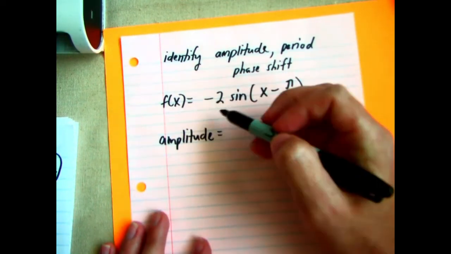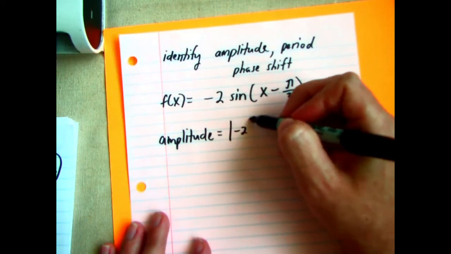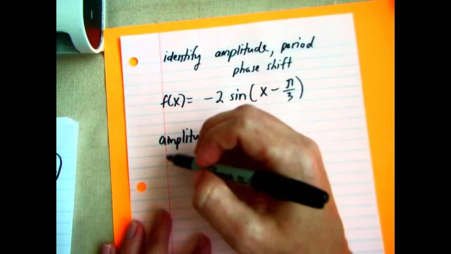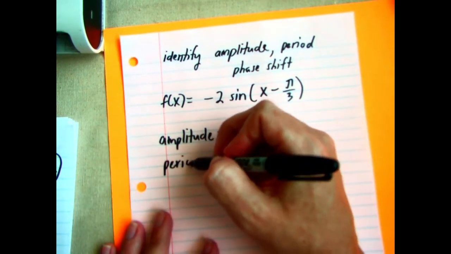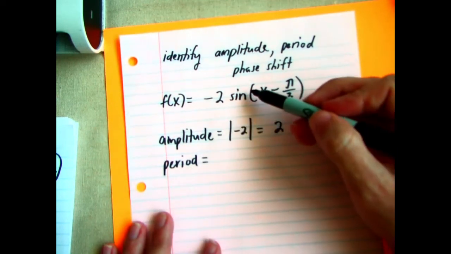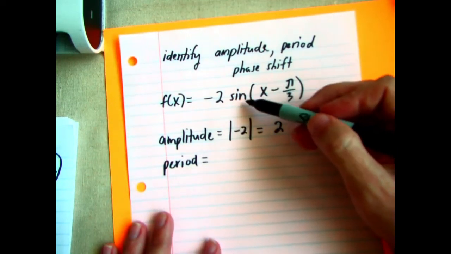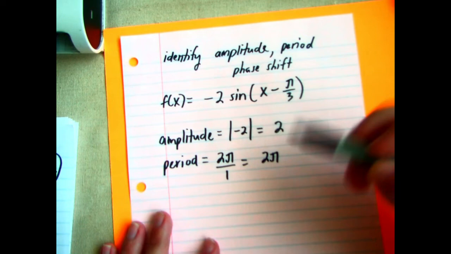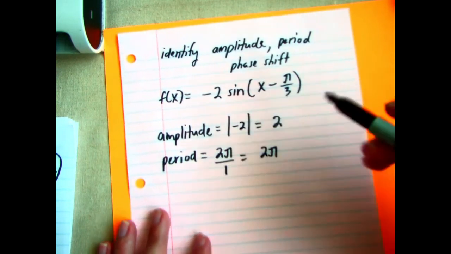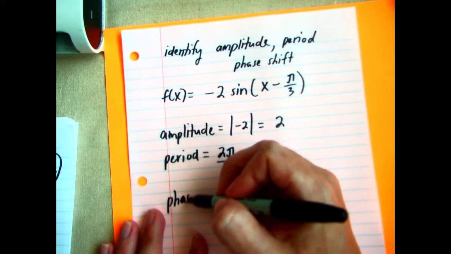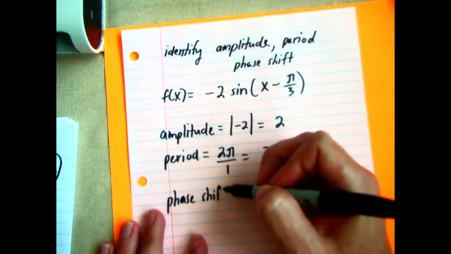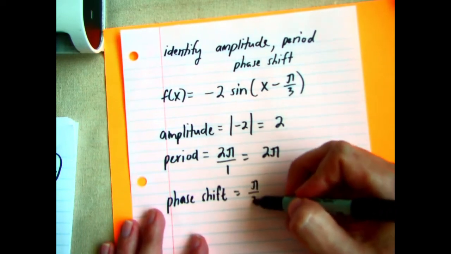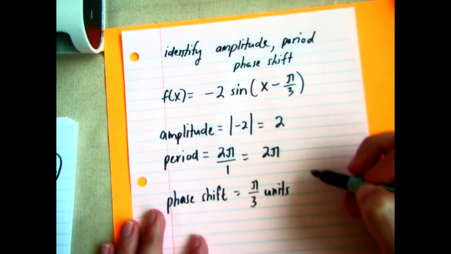Okay, another example here. What if my equation was negative 2 sine parentheses x minus pi over 3? Well, my amplitude would be the absolute value of negative 2, which is positive 2. The period, well, k is 1 here. The number in front of the parentheses is 1. So my period is 2 pi. And my phase shift is pi over 3 units to the right. So I'm going to move the original graph pi over 3 units to the right.